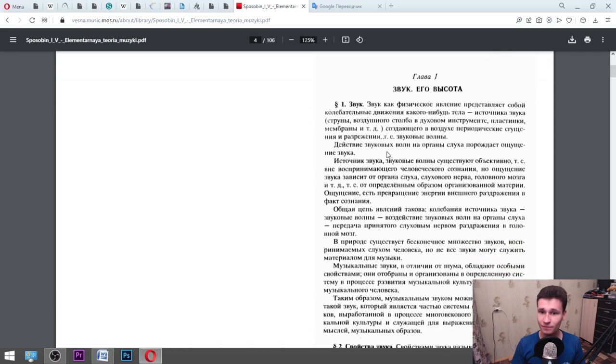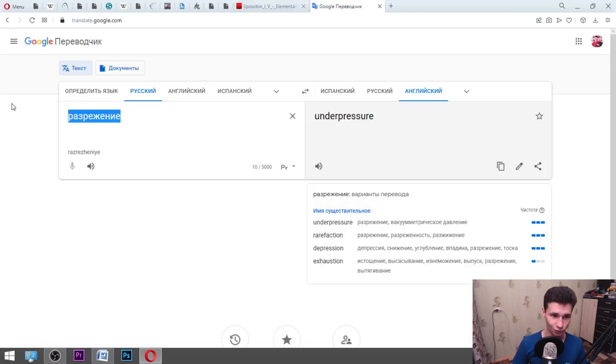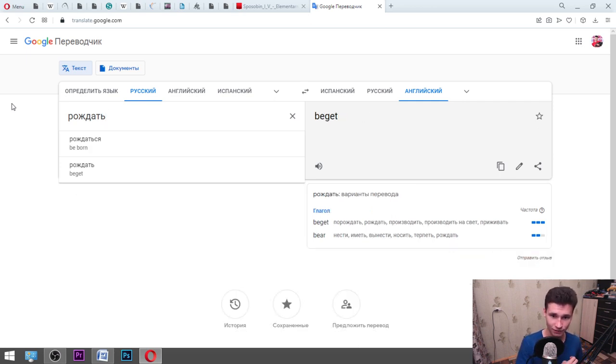It means sound waves. Действие звуковых волн на органы слуха порождает ощущение звука. The action. The действие means action, movement. Of sound waves on our organs of listening, to ears, creates, порождает means evoke, or maybe it is born, because we have рожь. Рождает, it means born, like when you are born. Рождать. Be born, bear.